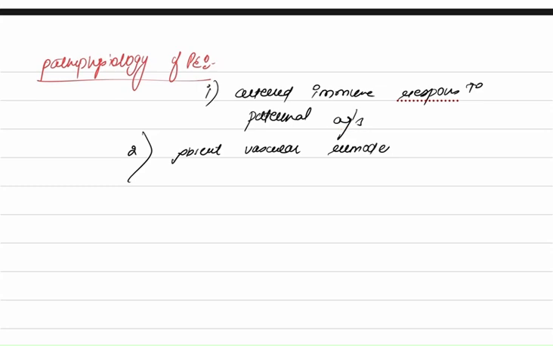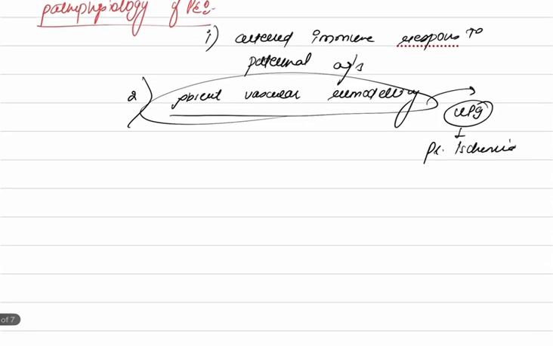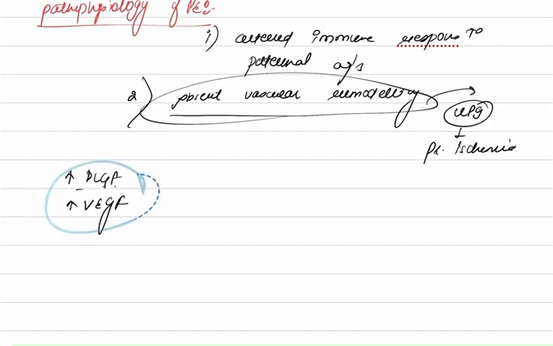This concept is very important. Whenever there is absent vascular remodeling, there will be uteroplacental insufficiency that is leading to placental ischemia. How do we define that there is placental ischemia? Usually during pregnancy there is an increase in PLGF, that is placental growth factor, and there is also an increase in vascular endothelial growth factor. Both these factors are angiogenic factors.